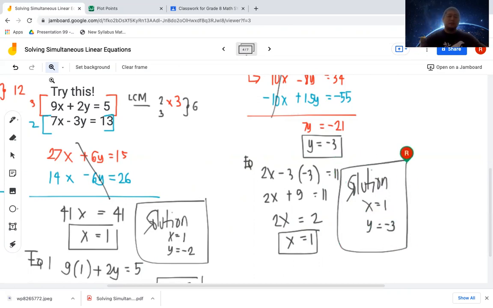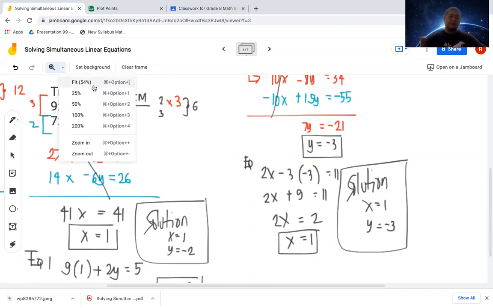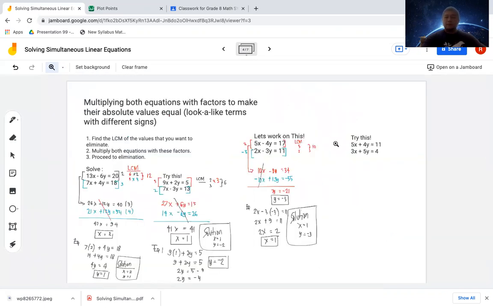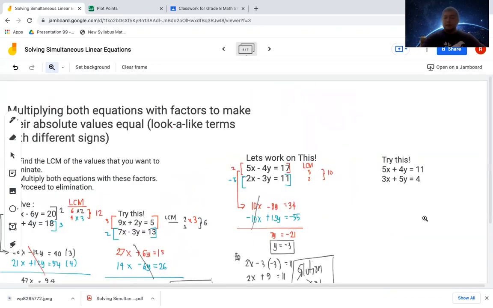Okay, I hope you guys understand that. Now this time, try it on your own. Okay, pause the video and put it back once you get the answer. So let's assume that you guys were able to answer this one. So in here, as you can see, both values are positive, or both terms of x and y are positive. So this time, we are going to choose which one do we eliminate.